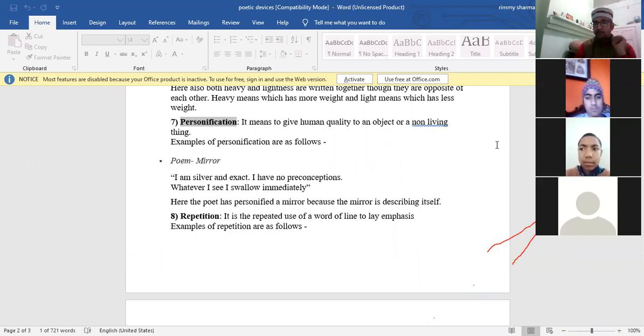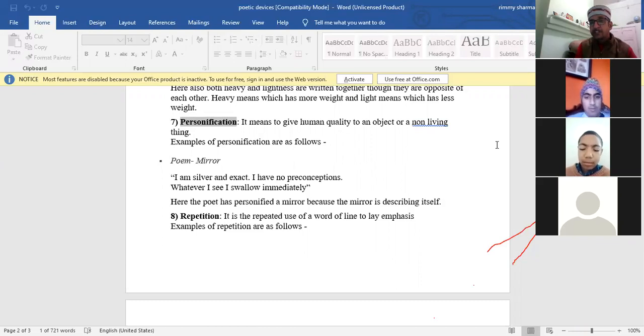In one of the poems, Mirror, the mirror is speaking to human beings, imagine. The mirror is saying, "I am silver and exact, I have no preconceptions. Whatever I see, I swallow immediately." So is the mirror living or non-living? It's non-living. Can a mirror speak? But in the poem, the poetess has made the mirror speak as if it were a human being. So such a quality is called personification.